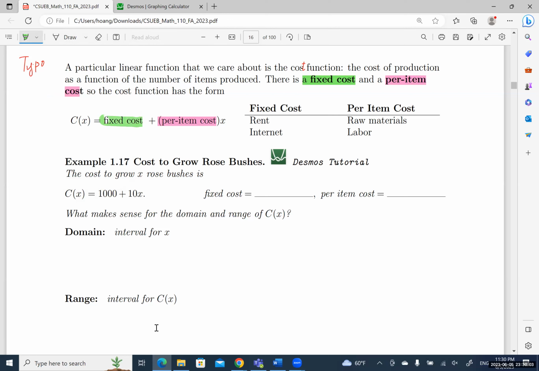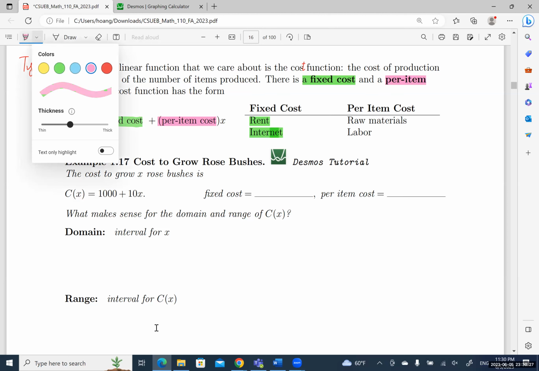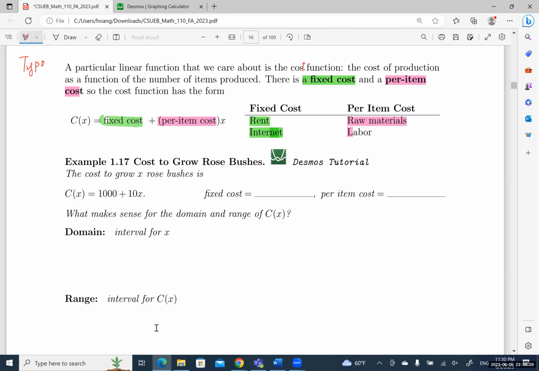For example, fixed cost is usually something like renting or internet that you always have to pay. Per item costs could be something such as raw materials or labor, right? Because the more items you make, the more cost you will have to pay. So that's called per item cost.